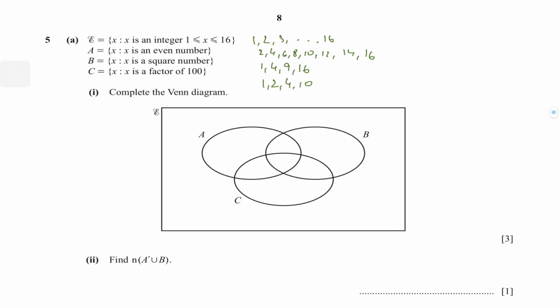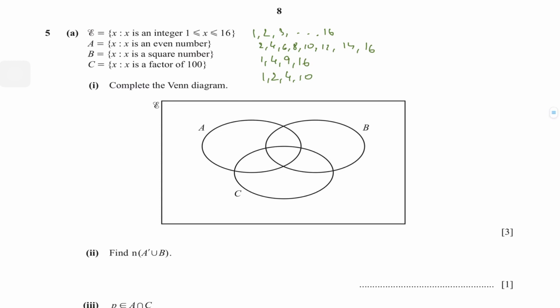Okay, so I just need to complete the Venn diagram. The first thing I should look for is a number that is present in all of them, so that is 4. Then I should look for the numbers common in A and B. We can see they are 4 and 16, so we're left with 16. So 16 is common in A and B only. Then let's look at the elements common in A and set C. In A and C we can see that 2 is common and 10 is common. So we're going to have 2 here and 10 here. Then let's look for the elements common in B and C. So that's 1.